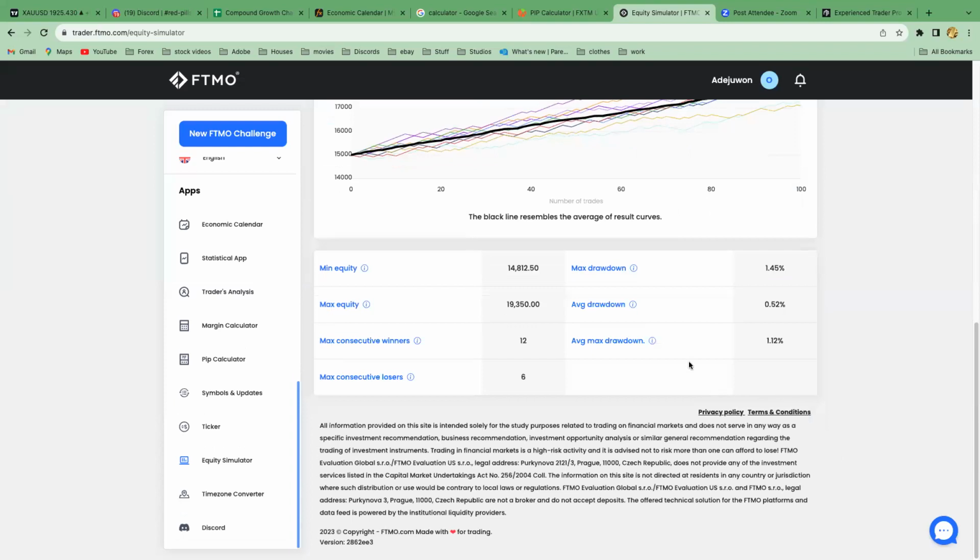Now, when we come down here to the bottom, it tells us the minimum equity that price went down to on this prop firm account was 14,800. So that's nowhere near blowing the account. That's literally only about $200 less than what the account was. It shows us here our maximum equity on any of these curves went up to 19,300. So of course that means that was a definite pass.